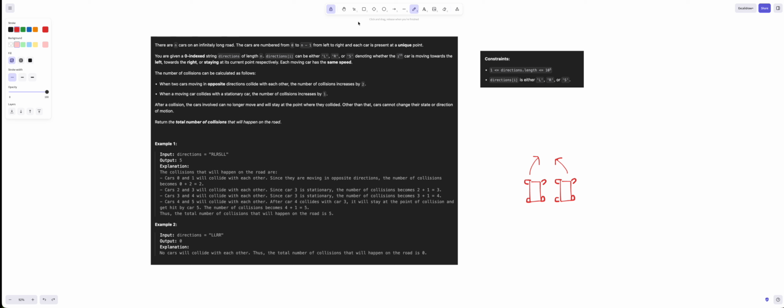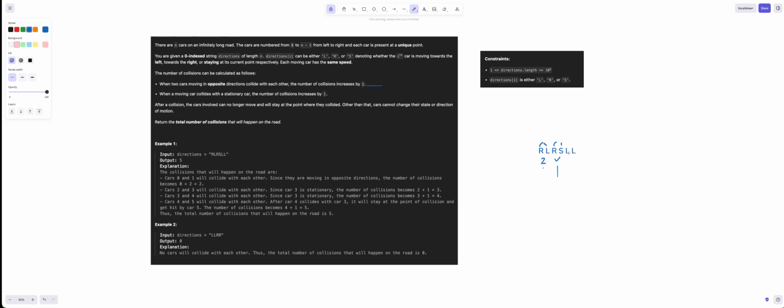Okay, let's run through one example. Let's consider that we are given right, left, right, stay, left, left. Okay, we have this guy going to the right and this guy going to the left. That's going to cause a collision count of 2. So that is the first condition we have here. Then this guy is going to the right and this guy is staying. So we have a collision count of 1.